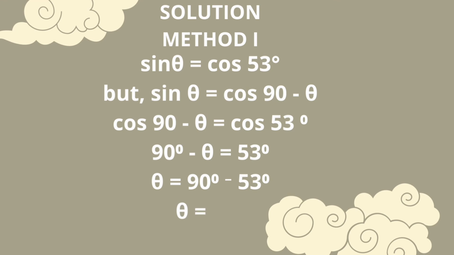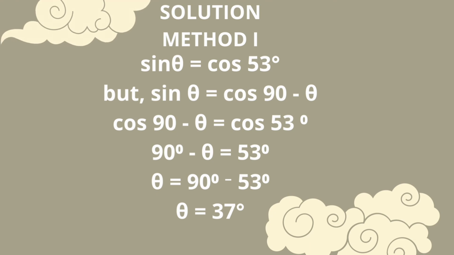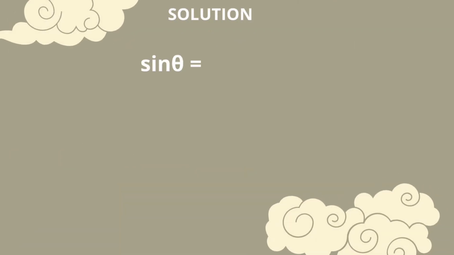And so when you substitute cos of 90 minus theta wherever you find sine theta, you are going to have cos of 90 minus theta being equal to cos 53 degrees. The cosines will cancel out each other on both sides of the equality sign, leaving you with 90 degrees minus theta being equal to 53 degrees. When you make theta the subject of formula, you are going to have 37 degrees.